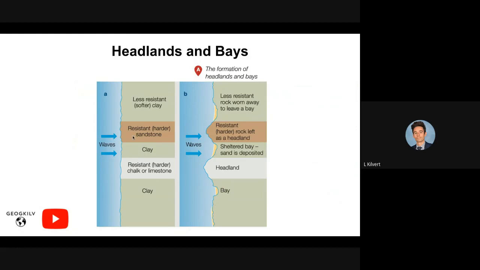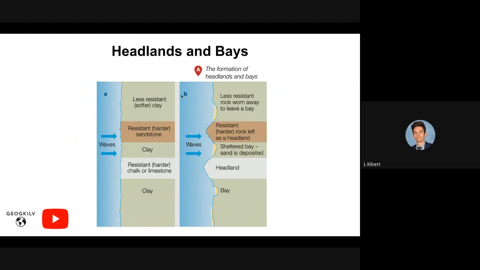And what that means is that we're going to get different rates of erosion along our coastline. So it goes without saying that our less resistant rock, or our clay, is going to erode much quicker than our more resistant rock, which is our sandstone and our limestone or chalk, which you can see down here.